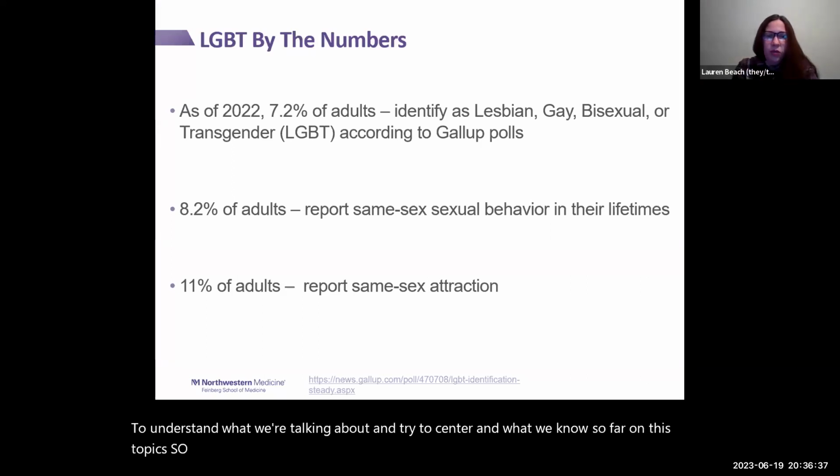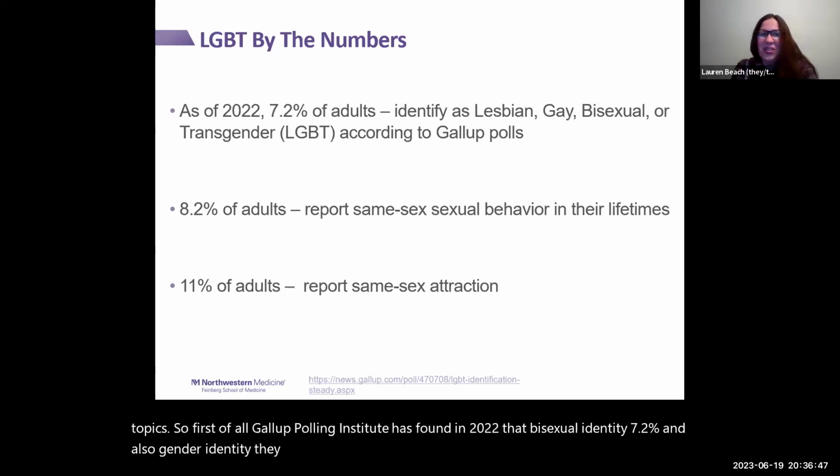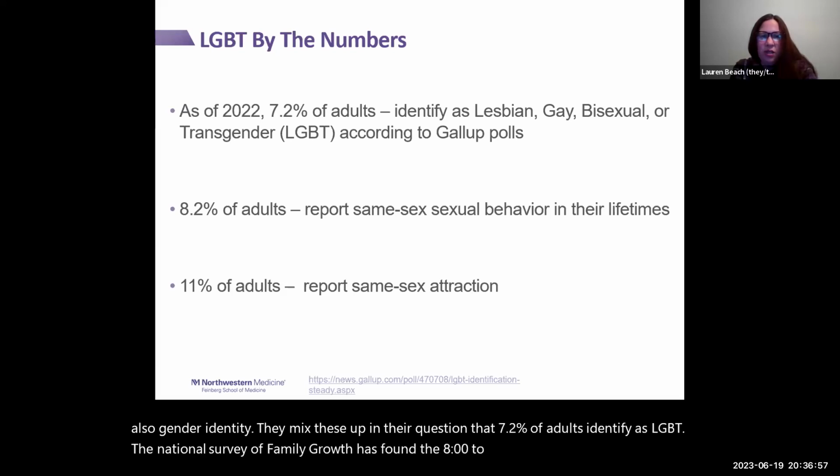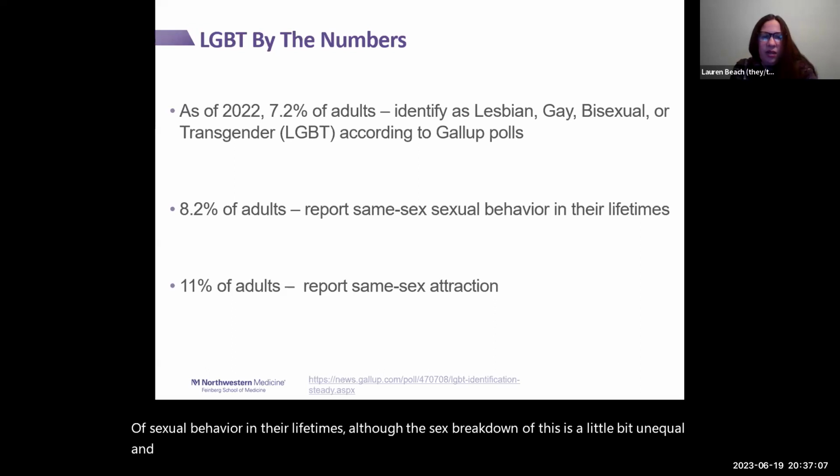First of all, the Gallup Polling Institute found in 2022 that 7.2% of adults identify as LGBT. They mix up sexual orientation and gender identity in their question. The National Survey of Family Growth has found that 8.2% of adults report same-sex sexual behavior in their lifetimes, although the sex breakdown of this is a little bit unequal. From that same survey, we also find that 11% of adults report same-sex attraction.